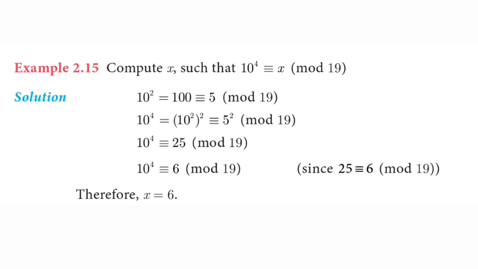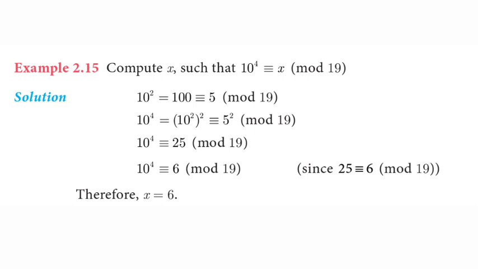Next example 2.15. Compute x such that 10^4 ≡ x mod 19. Let us take 10 squared, that is the value 100. 100 divided by 19, we get the remainder 5. Therefore 10 squared = 100 ≡ 5 mod 19.